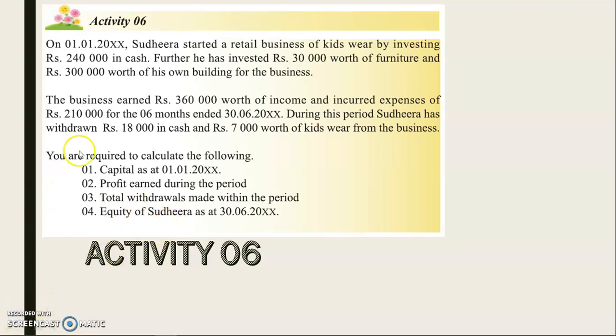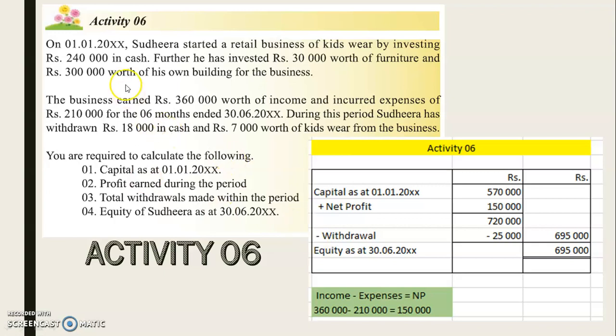Okay, so the total capital as at 1/1/2000 will be 240,000 cash, 30,000 worth of furniture, and 300,000 worth of his own building for the business. All of this together is 570,000. And the business earned rupees 360,000 worth of income. Expense is 210,000. Income minus expense is net profit, so 360 minus 210 is 150.